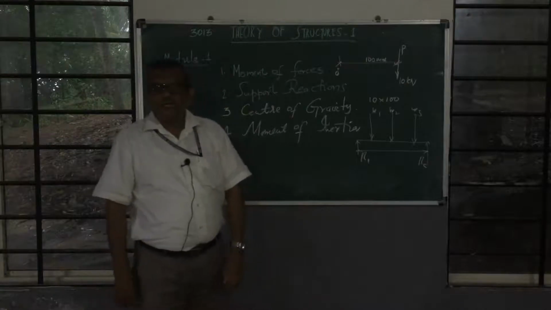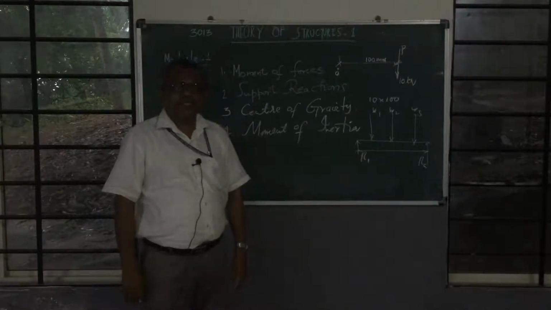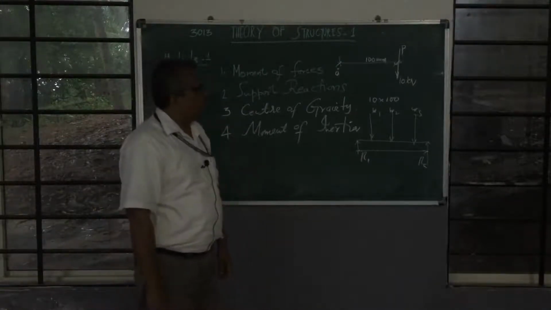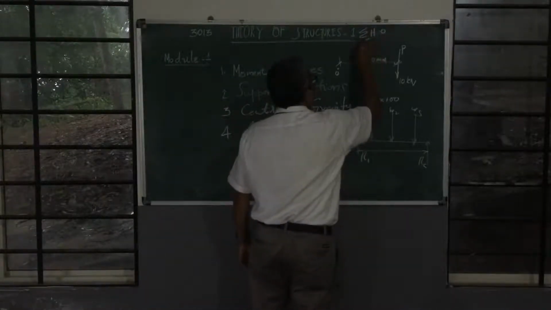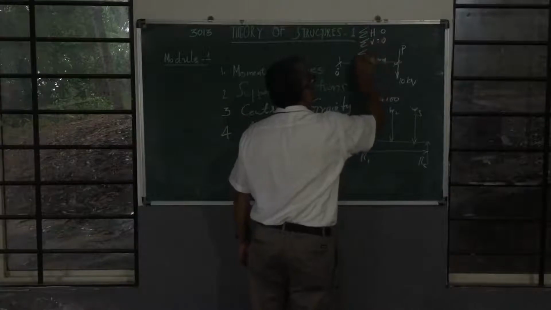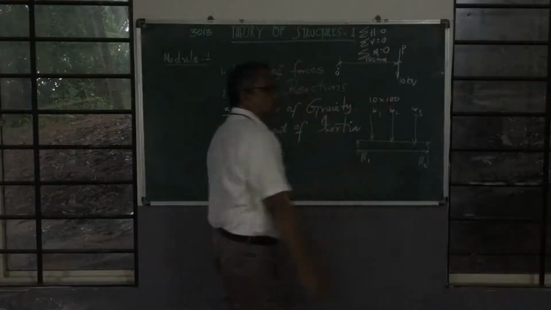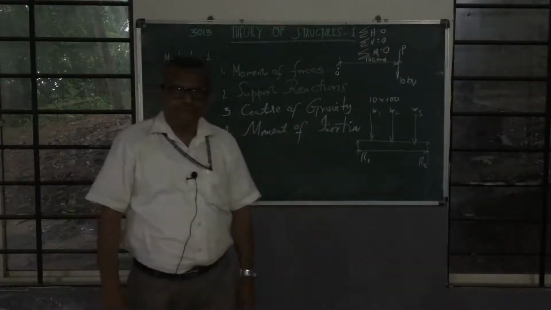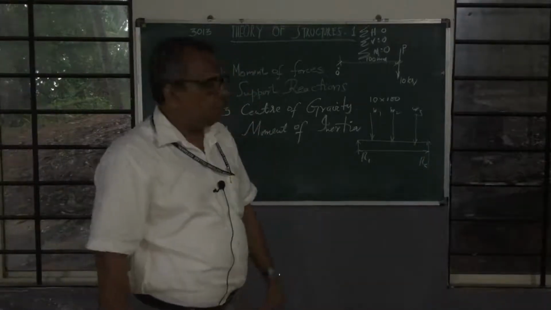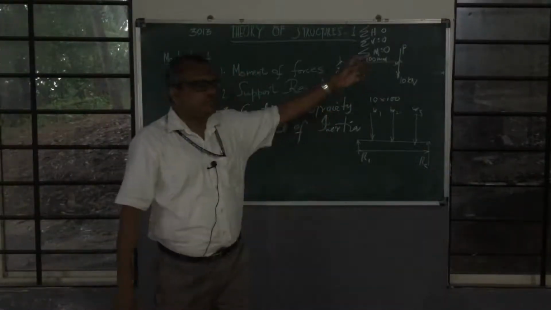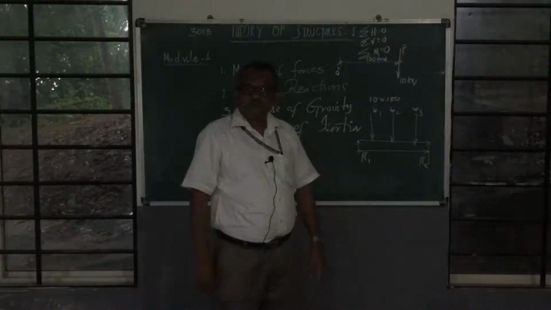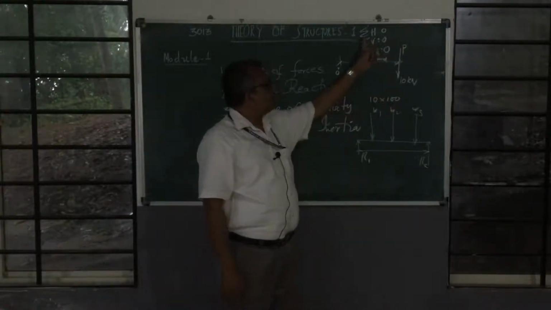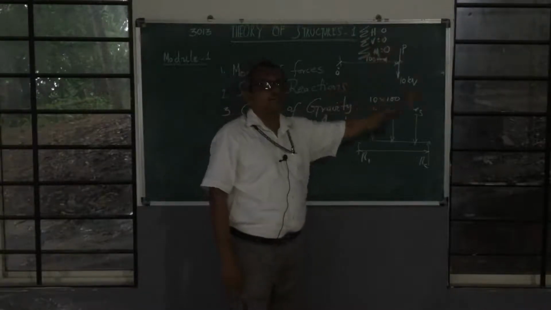By taking equilibrium conditions. You studied the equilibrium conditions in your physics. Equilibrium conditions are sigma H equal to 0, sigma V equal to 0, and sigma M equal to 0, the three conditions of equilibrium. Sigma H equal to 0 means the algebraic sum of all the horizontal forces is equal to 0.